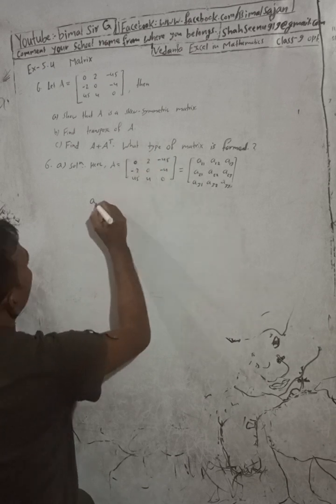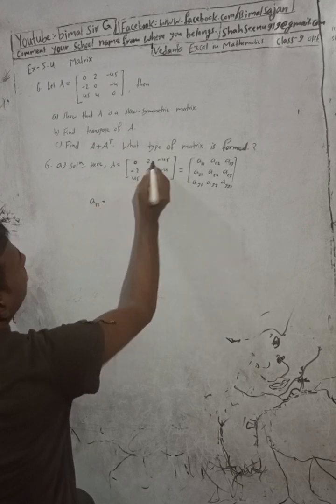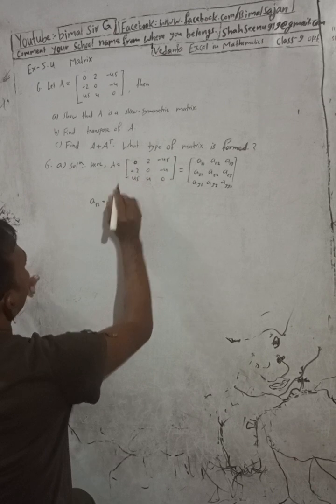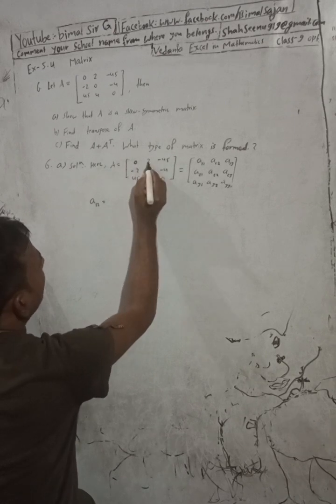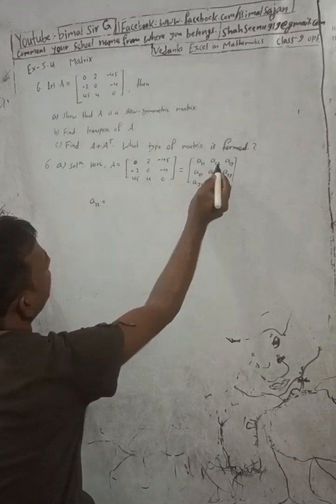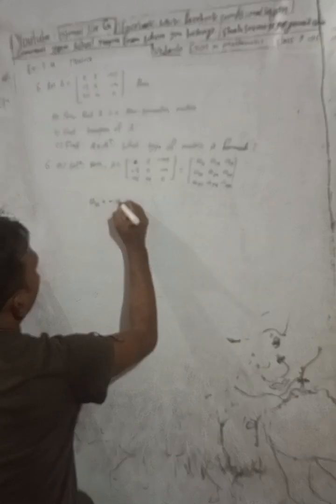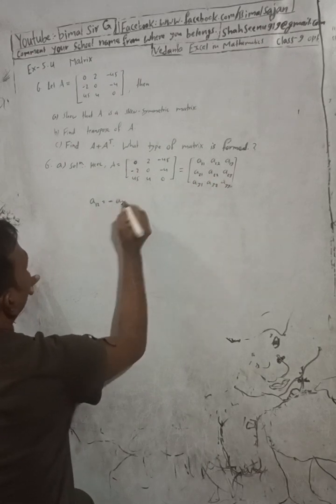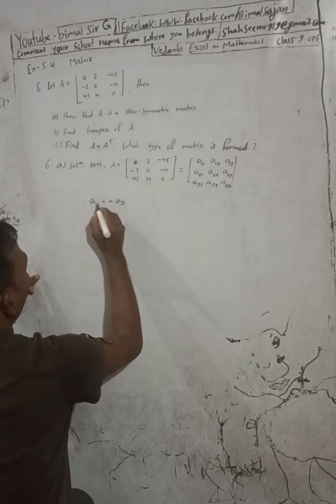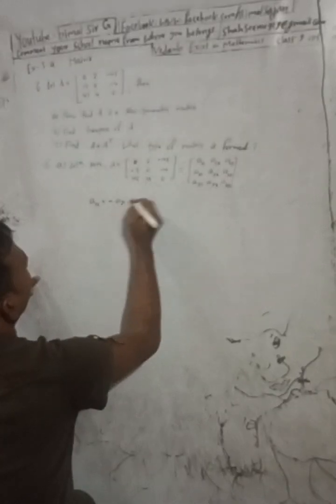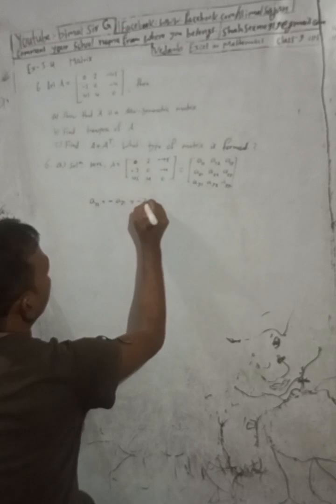A 1 2 is equal to, see, this is 1 2, and the opposite is 2 1. 1 2 opposite is 2 1, so minus of a 2 1. Just i and j are interchanged. So minus a 2 1, and a 2 1 is minus 2, so a 1 2 is 2.